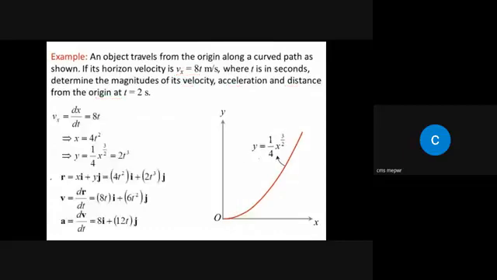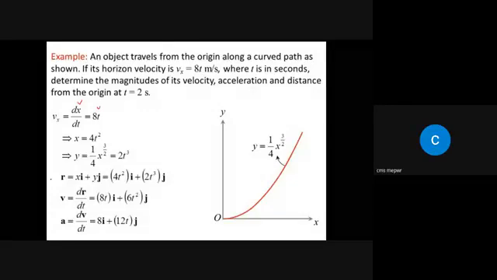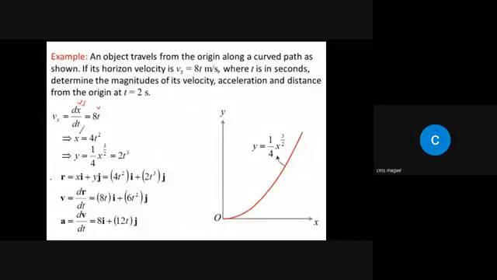Okay, so vx we know is basically dx by dt. We can write vx as dx by dt, right? That is given as 8t. If you want to find the value of x, what do you need to do? We will take the integral, right? When you take the integral, we get x is equal to 4t square.